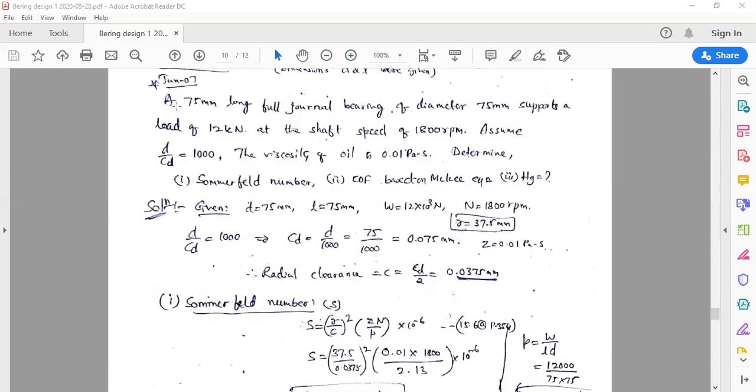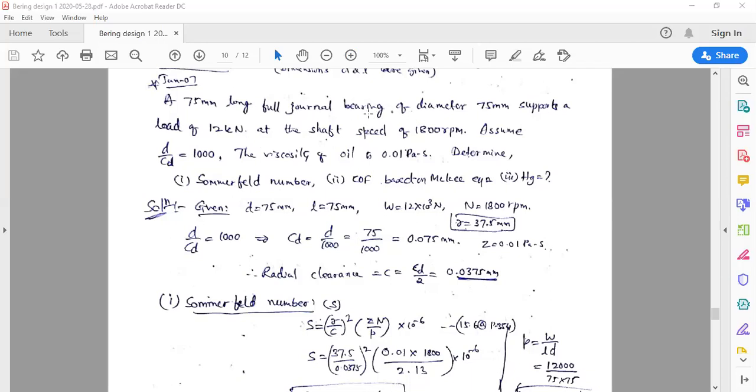Let us take the example which was asked in one of the previous year's question papers. Here, this is not an application type problem. Application type problem means the machinery will be given, that is, in which type of machine the bearing is used. That machinery is not given here.